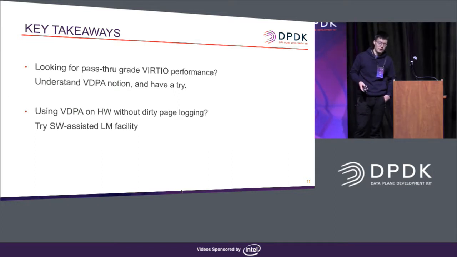Here you may ask a question: what if I don't have hardware that is compatible? So what can I do to have a try? Here I have a suggestion. We can have a virtio device emulated by QEMU or any other hypervisor. So you can use the emulated virtio device and use it as a vhost hardware acceleration device.